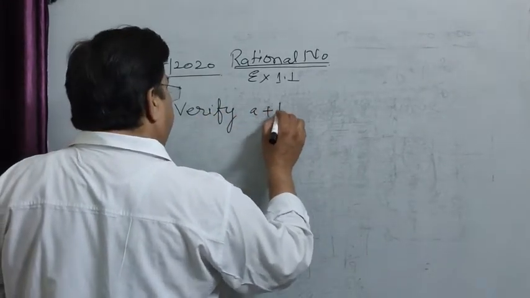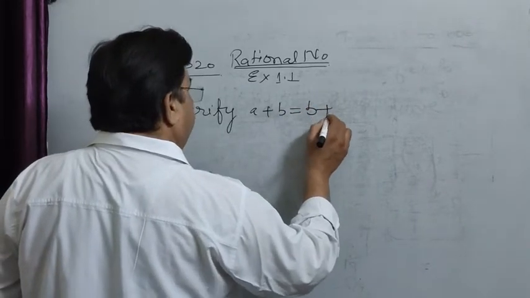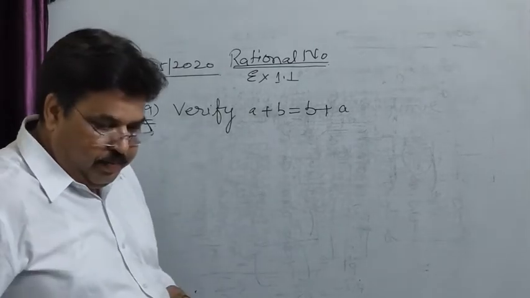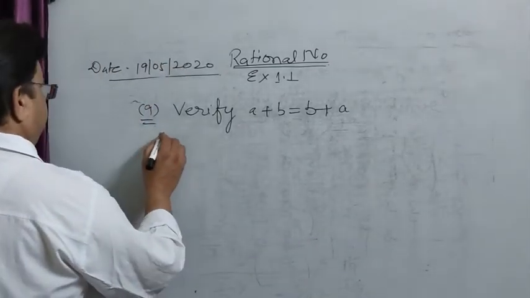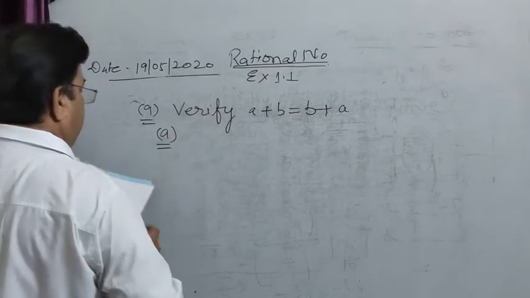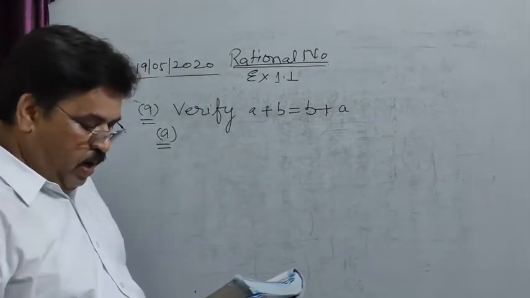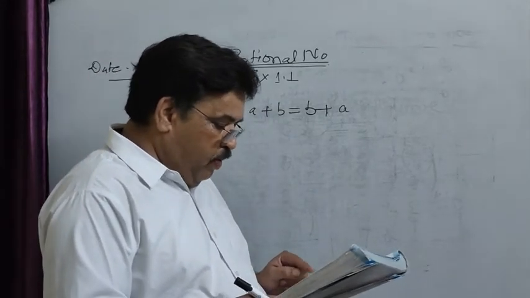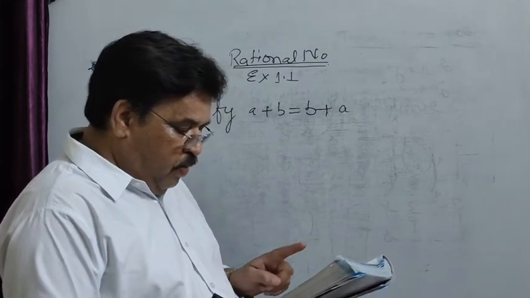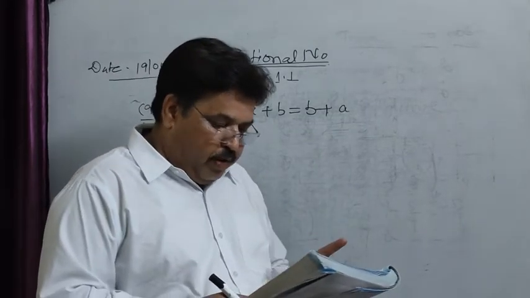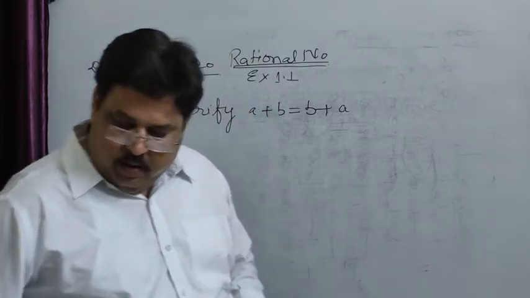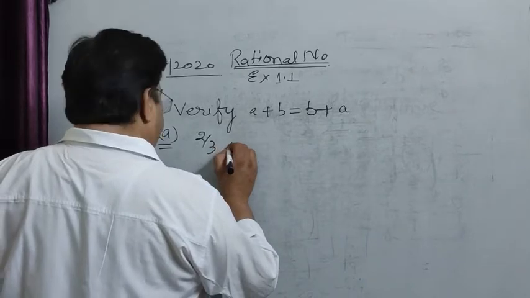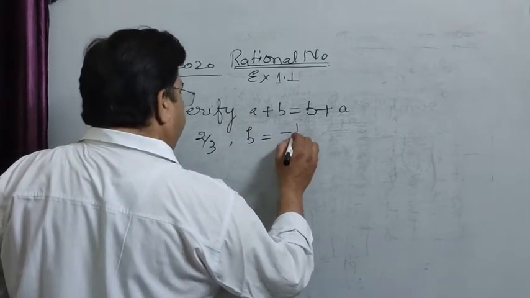Verify A plus B and B plus A. Okay. This is the first question of question 9, and there are two questions only in this question 9. I am solving only one question. You have to solve part B at your home. I am giving it to you for practice. Okay, A is 2/3 and B is minus 1/3.